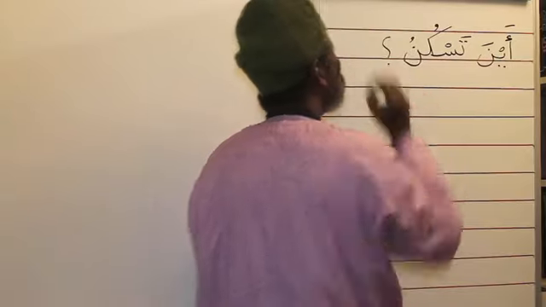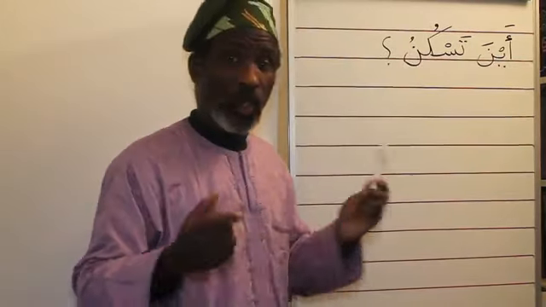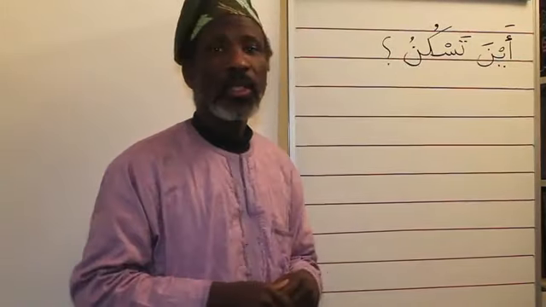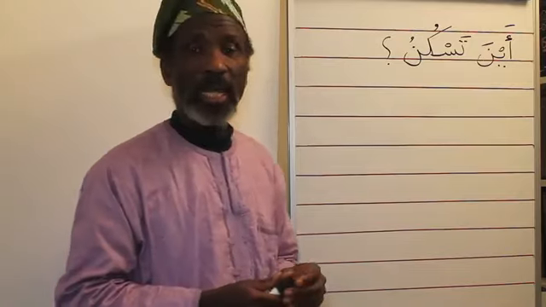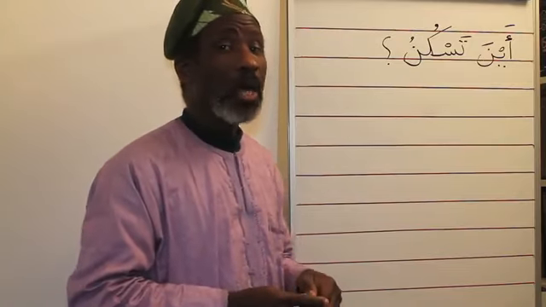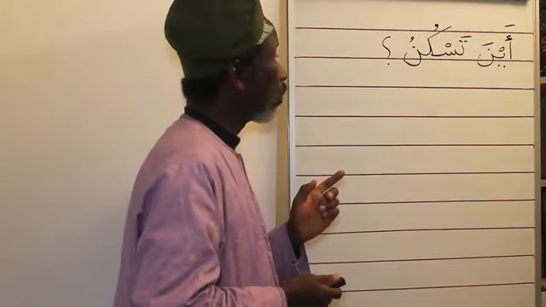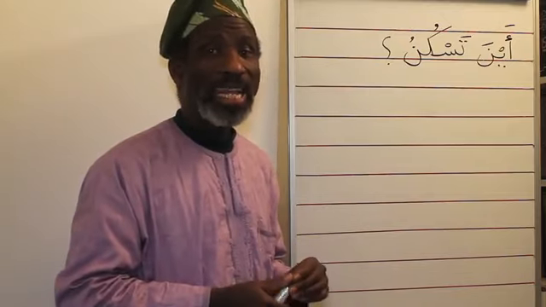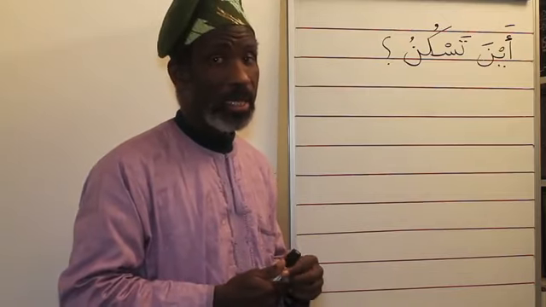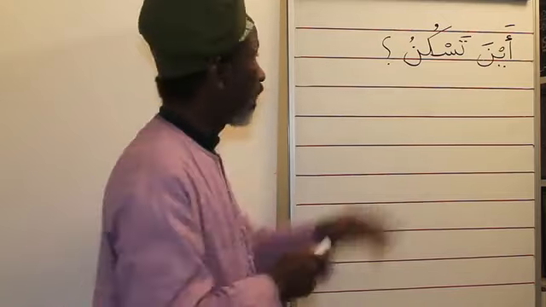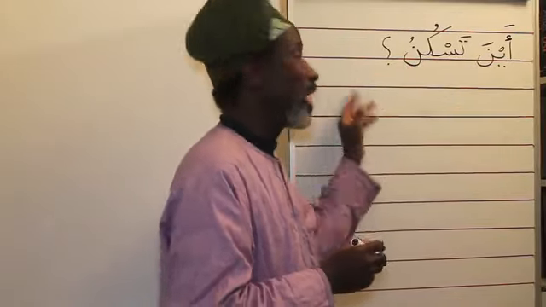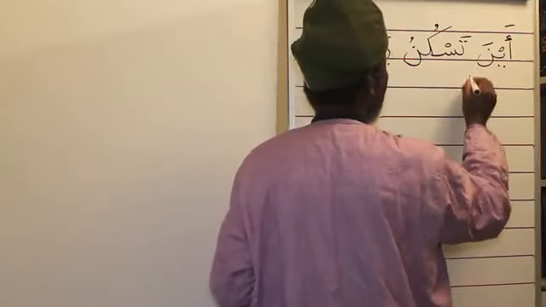Aina taskunu. Where do you live? We are talking to a male, singular. Do you know how to say the same thing to a female? What will the ending of that verb be? Ina. Alright. Aina taskunina.